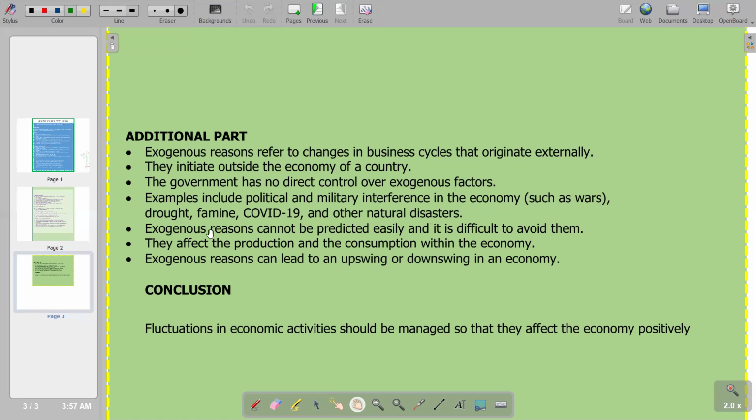According to the conclusion that we gave in this video, this is coming as a suggestion. It is saying fluctuations in economic activities should be managed so that they affect the economy positively. So this is just coming as a suggestion. Fluctuations in economic activities should be managed so that they affect the economy positively. So this is what we have, guys, on essay writing according to this video.